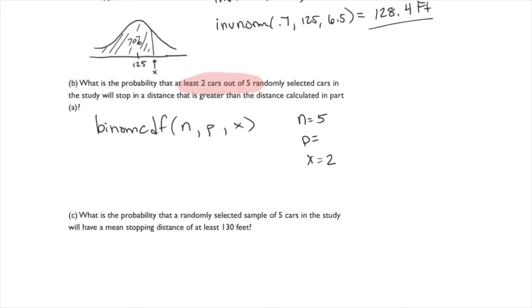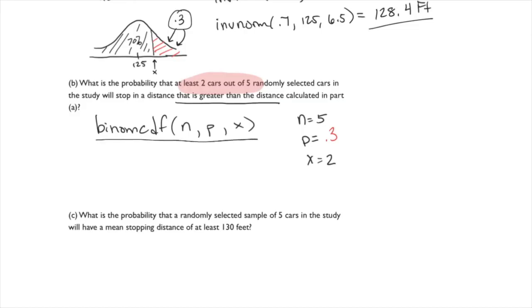And so if they tell me that the chance that is greater than the distance calculated, right? So I'm looking for what's the percent here, right? This is 0.3. This probability right in here, that's the chance that they're going to stop greater than the distance calculated in part A, right? Which is 128.4 feet. So that makes this really easy. So we can have 0.3 right there.